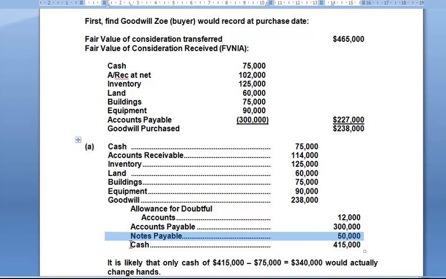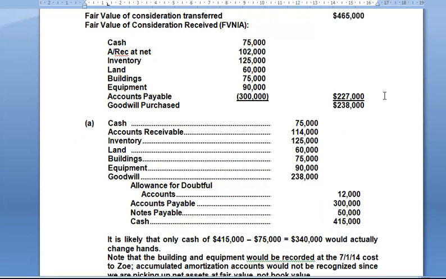And again, you gave up cash of $415. So these two amounts here are this $465, right? Now we made a note here to say likely, because you'll notice you've got a debit and a credit to cash. Likely the only amount of cash that would exchange hands or would be ultimately credited is $340,000.